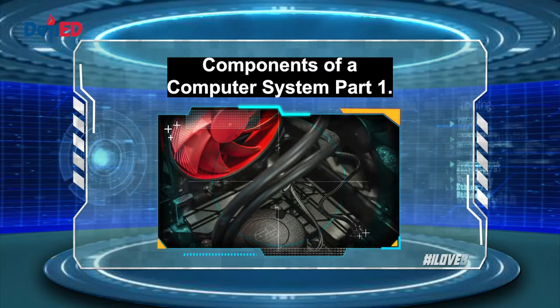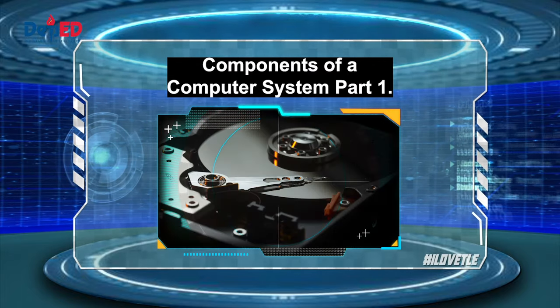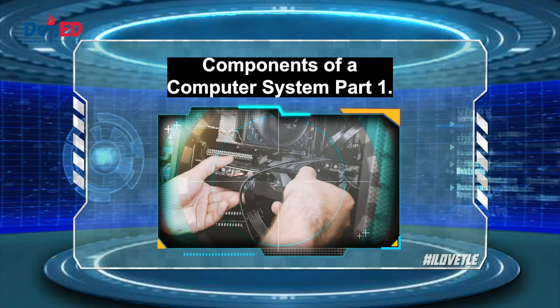For our next lesson, we will discover and learn the components of a computer system, part 1.